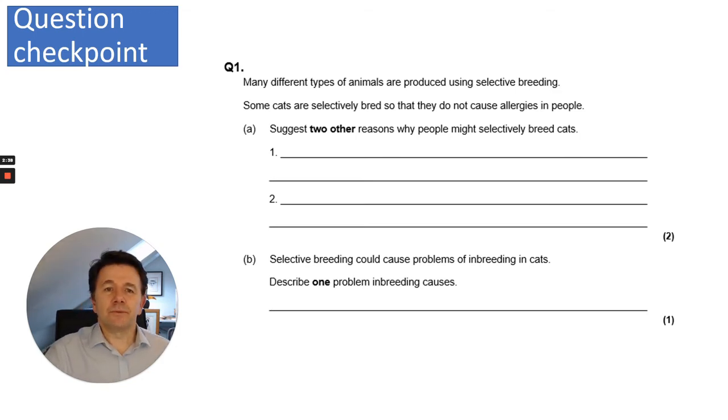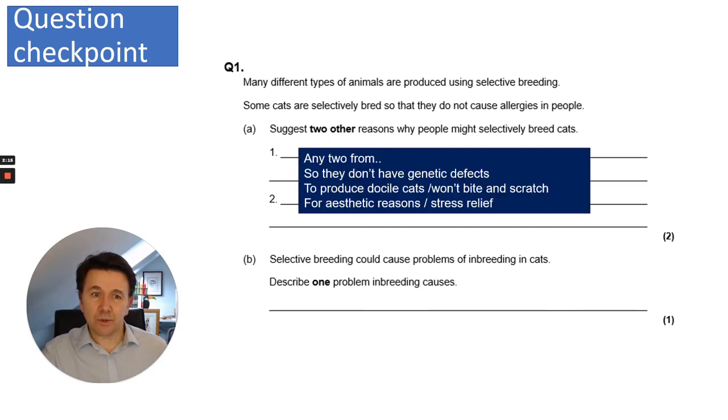Okay, so this question looks at many different types of animals are produced. Some cats are selectively bred so that they do not cause allergies in people. So suggest 2 other reasons why people might selectively breed cats. Now there are lots of answers. When you see the word suggest as a command word, that means there are lots and lots of answers. So any 2 of the following.